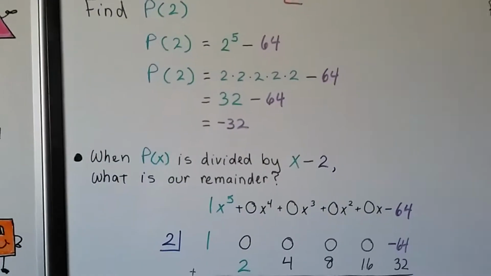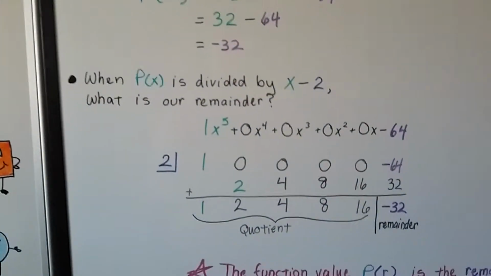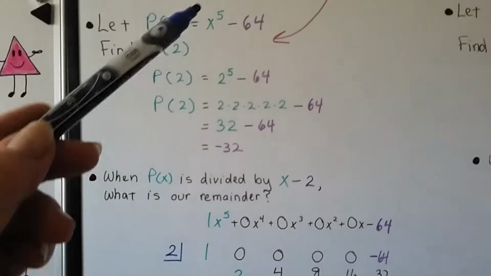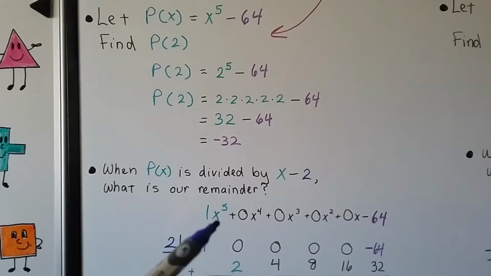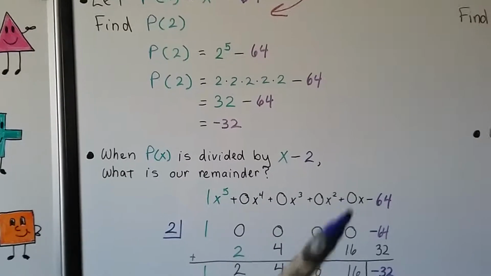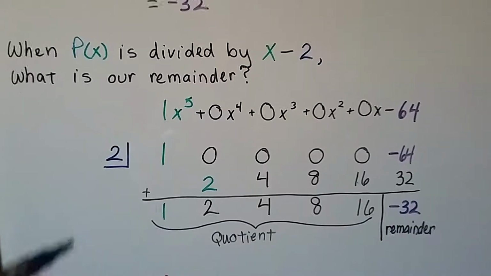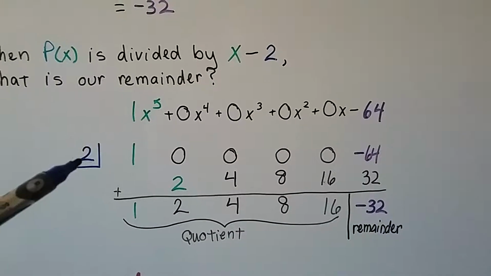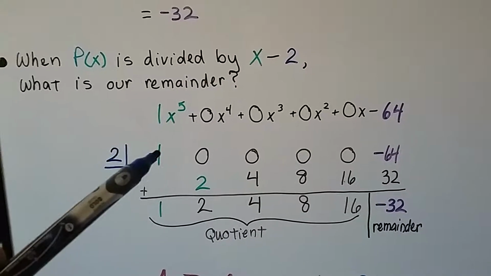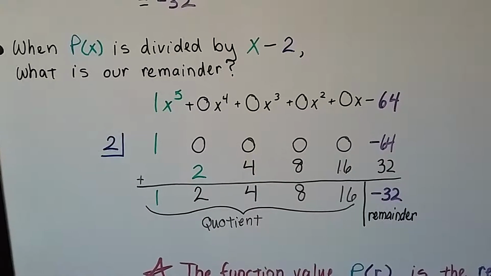Now, when P of x is divided by x minus 2, what's our remainder? So we're going to use synthetic division. We're going to set this as a 1, because there's an invisible 1 in front of here, isn't there? And we don't have any values for x to the fourth, x to the third, x to the second, or x. So we're going to put zeros as placeholders. Then we've got our constant minus 64. We're going to divide it by this 2, because we don't have any variables in synthetic division, do we? So we've got a 1, a 0, a 0, a 0, a 0, and a negative 64.